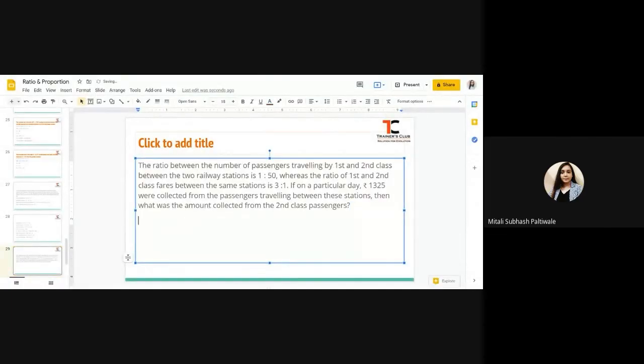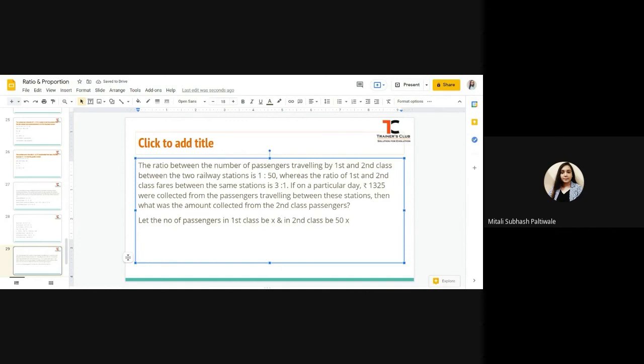Now here it is. Look at this. What are we supposed to do? Let the number of passengers in first class be x, and in second class be 50x.